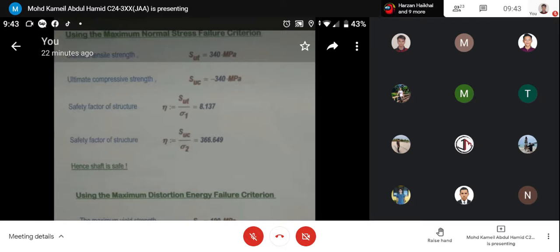Okay, what is important, you just need to compare. If our calculated safety factor is greater than the given safety factor, which for the problem is 1.25, then the structure or the component is good. The shaft is safe, because we have a higher safety factor.